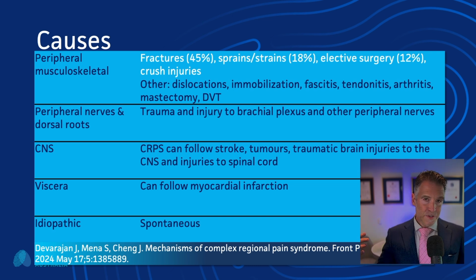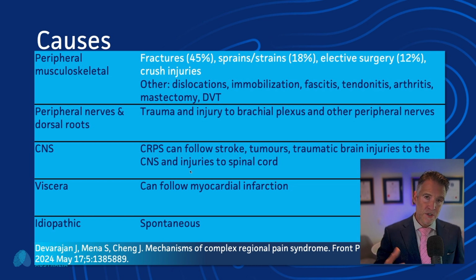Deep vein thromboses, mastectomy, other injuries can trigger CRPS. There have been injuries to the nervous system, so brachial plexus, peripheral nerves can trigger CRPS, so a nerve injury. CRPS can follow central nervous system, CNS, disease processes. So strokes, tumors, brain injuries, they can also trigger CRPS. Even myocardial infarction, so heart attacks, have been known to trigger CRPS, and there are case reports on this. And then the one at the bottom is idiopathic or spontaneous, which means it can occur for no reason. Generally, there is an inciting event, there is a trigger. It's minor, but it can absolutely occur. So those are the causes of CRPS.